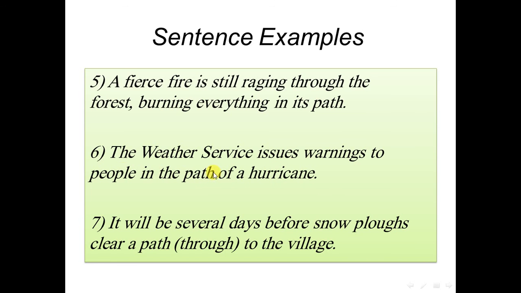In these two sentences, as I've told you, path is being used as a direction of something moving toward something. And path can be used as a road between two connections, between two cities, two villages, between two buildings. Number seven, it will be several days before snowplows clear a path to the village.